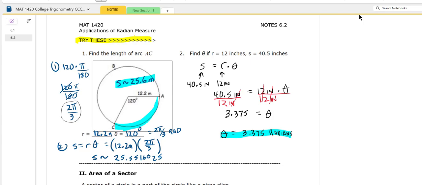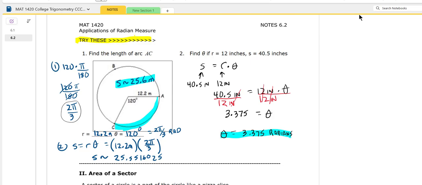Okay, second problem, you were supposed to find the angle. So I wrote down the formula S equals R theta. The radius was given as 12. The subtended arc S was given as 40.5. So I solved the equation. I have 40.5 is equal to 12 times theta. And I went ahead and put the inches in there because I wanted you to see how the dimensions cancel out from the problem as well. So if I divide both sides by 12 inches, then theta is now by itself. Notice the inches cross out. And then 40.5 divided by 12 is 3.375.